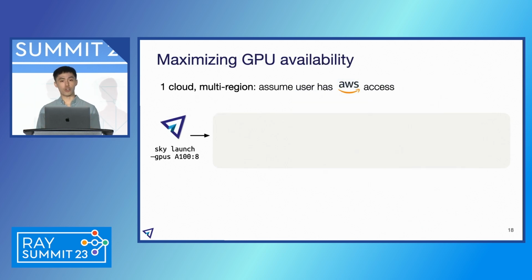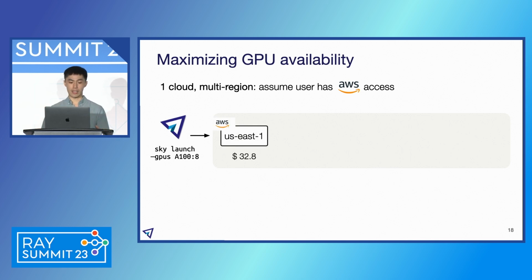SkyPilot's architecture also maximizes GPU availability in a native fashion. To understand this, let's imagine we are an organization having access to AWS only. On a launch request, we will ask the optimizer for the cheapest region, and we will try to provision in that region. Now, if this region returns a capacity or a quota error, auto failover will kick in.